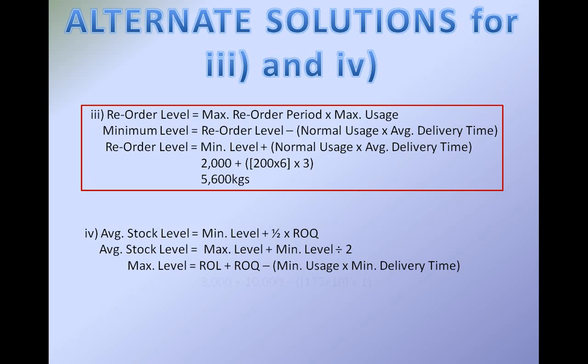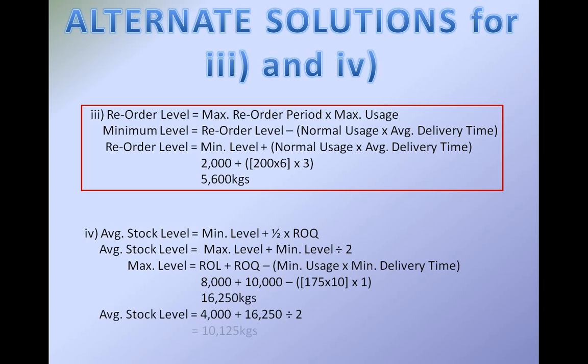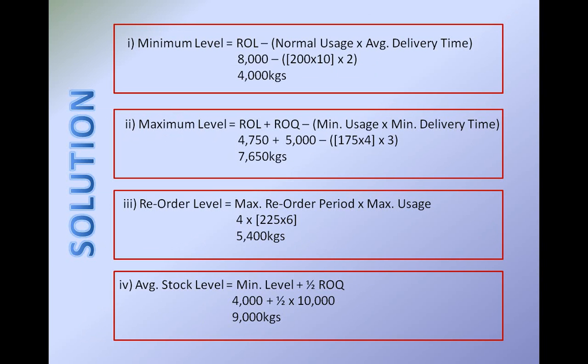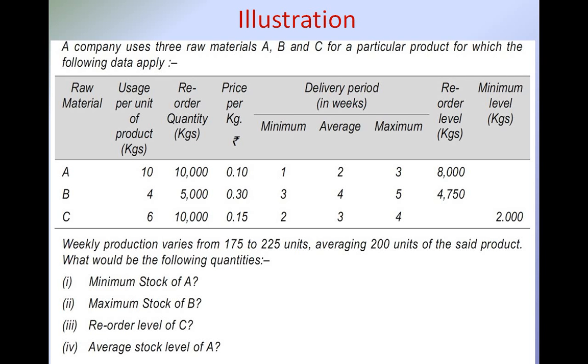We apply the figures given, find out the maximum level, and use that to find out the average stock level, which is 10,125 kgs, which is again different from what we found out earlier, which is only 9,000. So that's about it. We have done all the 4 questions. Let's do yet another illustration.